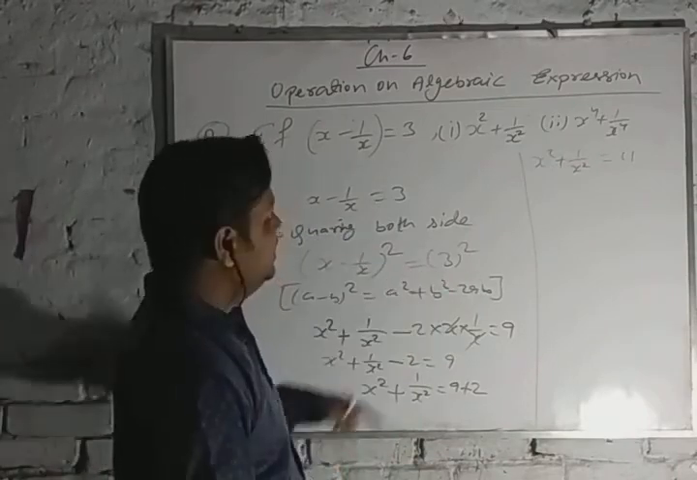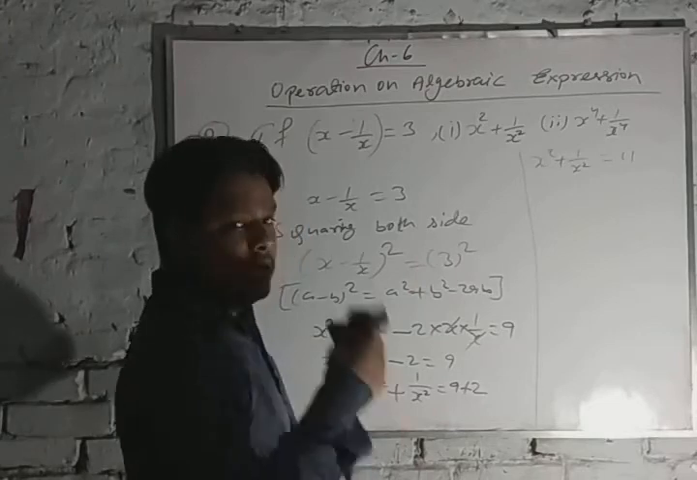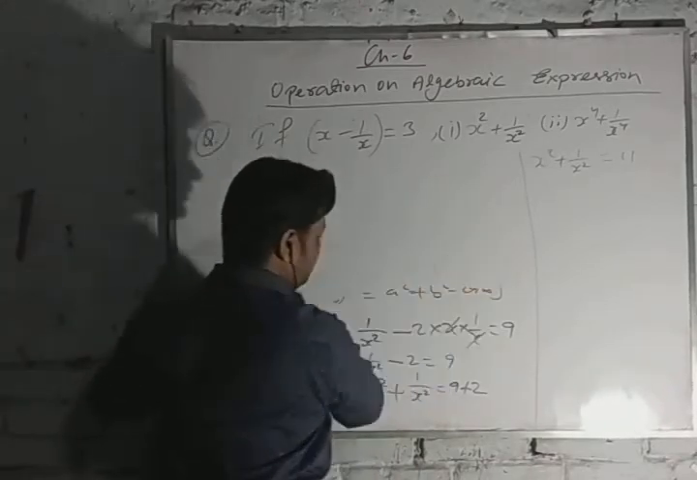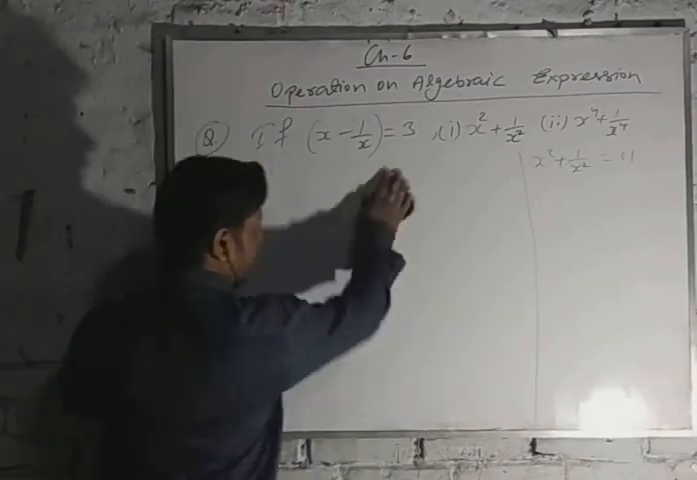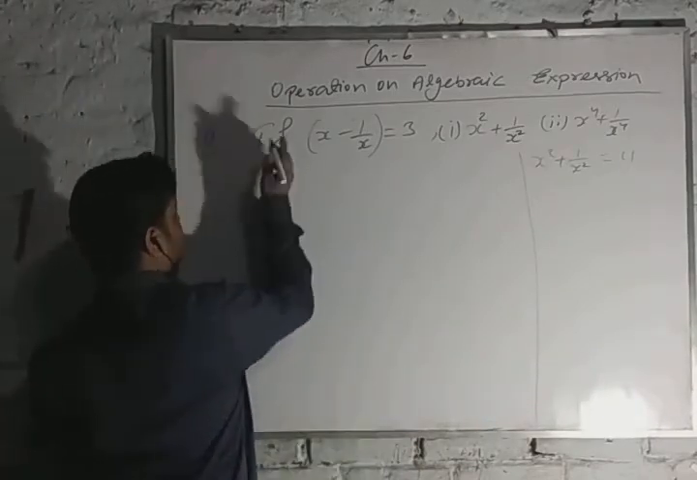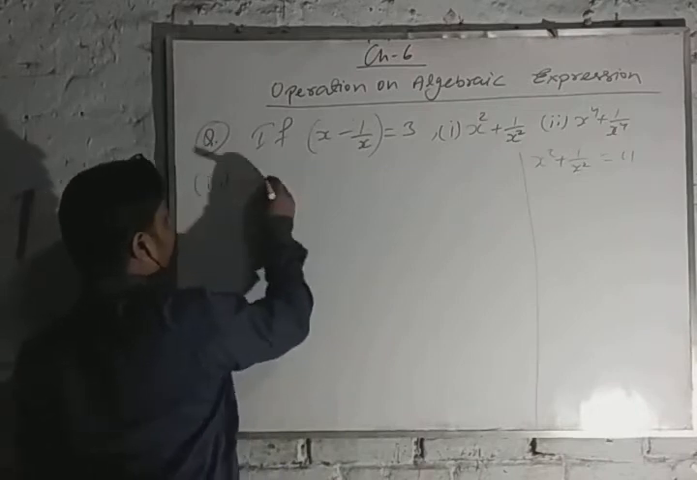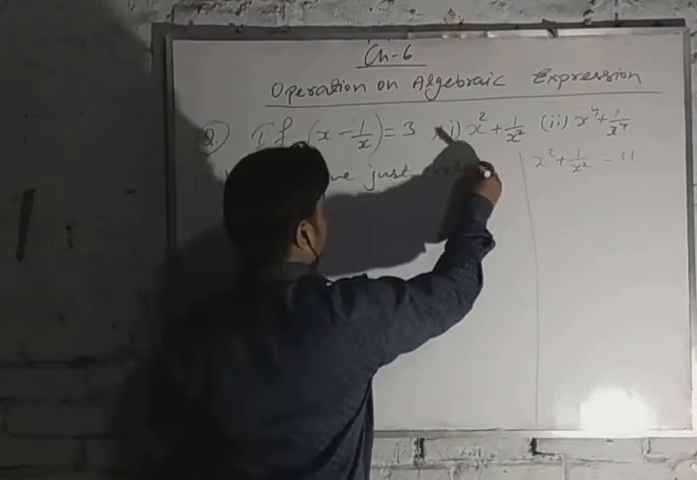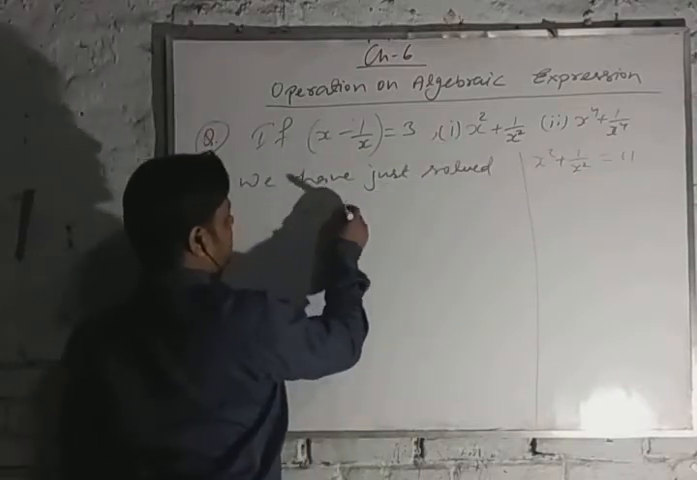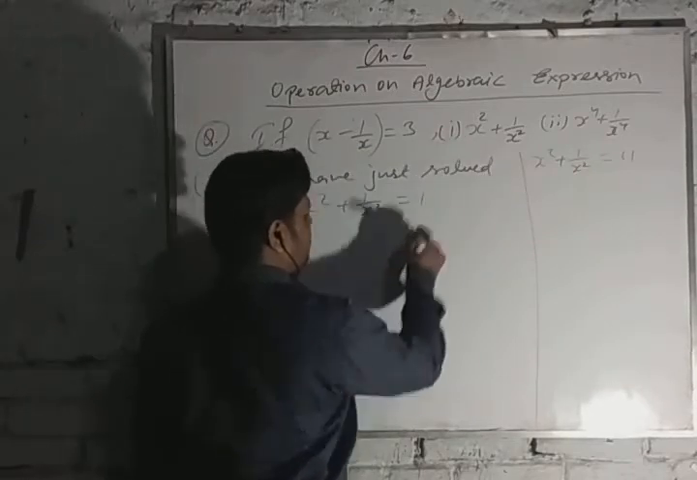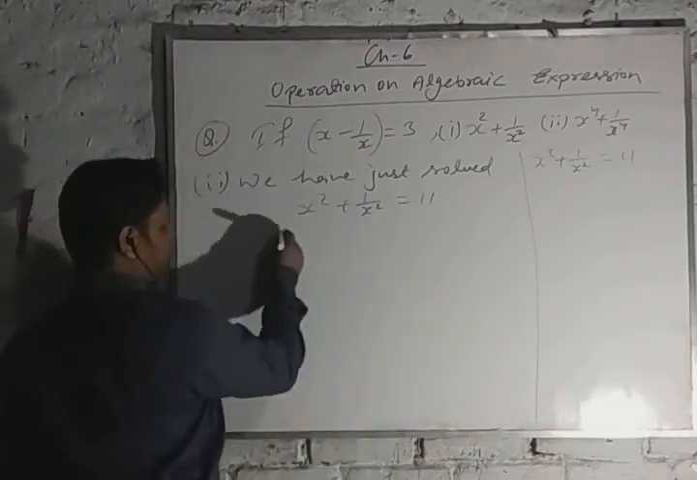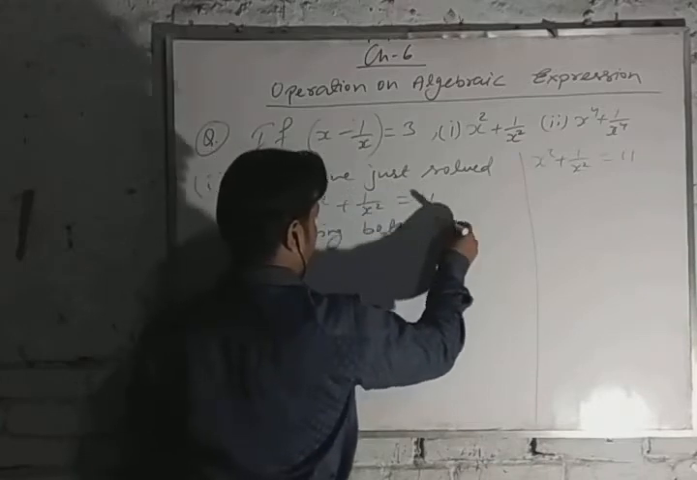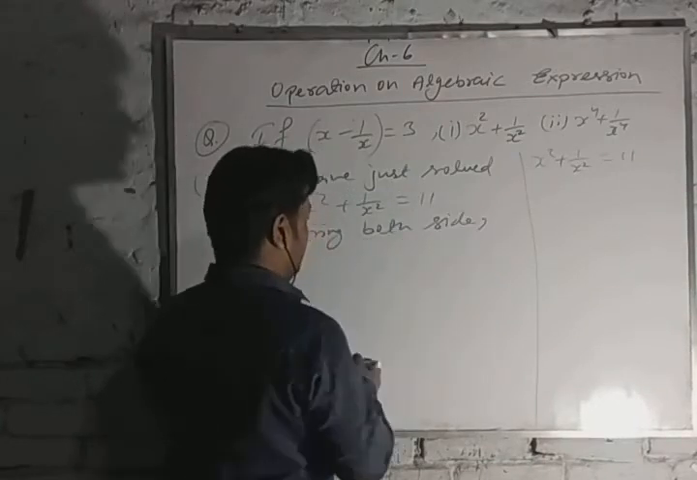Okay, let's see how to find x4 plus 1 by x4. Same repeating. We will repeat the question like this. Again we will write in question number 2, we have just solved x square plus 1 by x square is equal to 11. Again squaring both sides.